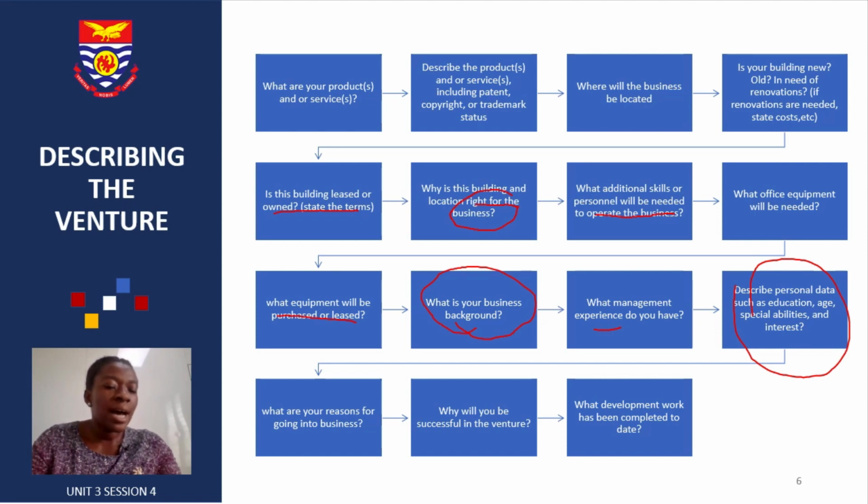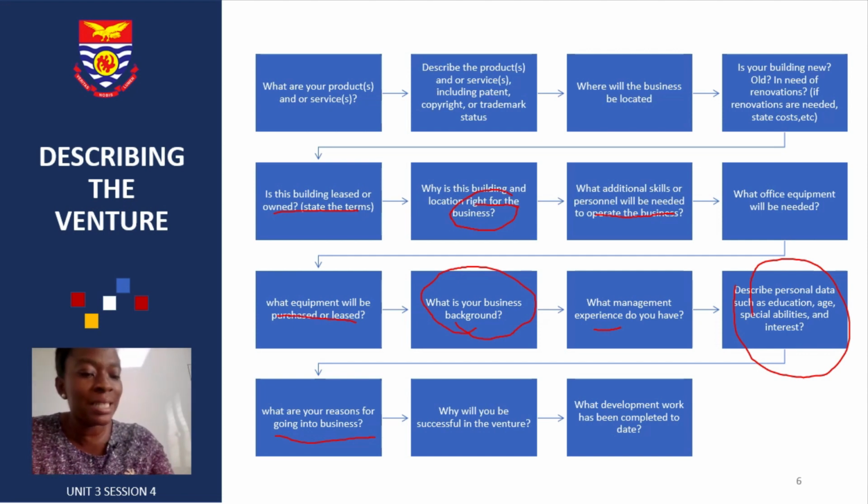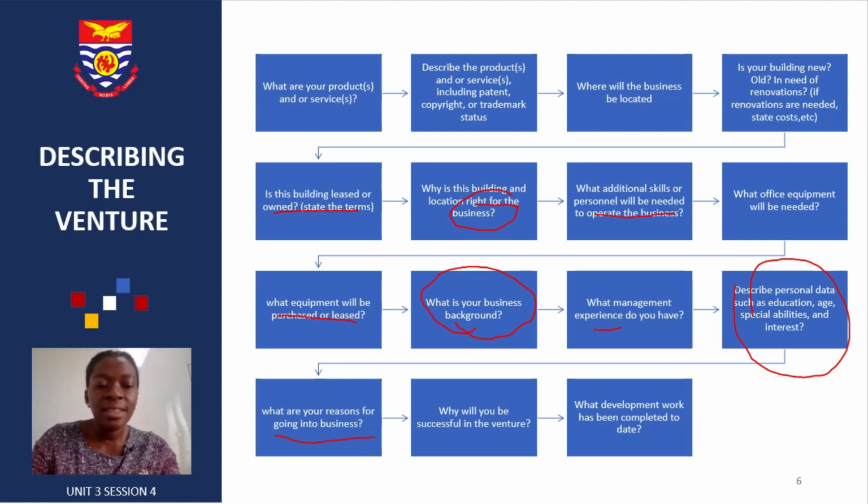And what are your reasons for going into the business? You don't start any business for starting's sake. You started for a reason. There's a purpose and a motivation for going into that business, and so you need to spell that out. And then you need to talk about why you will be successful in the venture. Remember earlier we also spoke about that in your executive summary, why you think that business will succeed. So in describing the venture, you need to talk about all those key things that make your venture sustainable and strategically successful. It is very, very key in there.